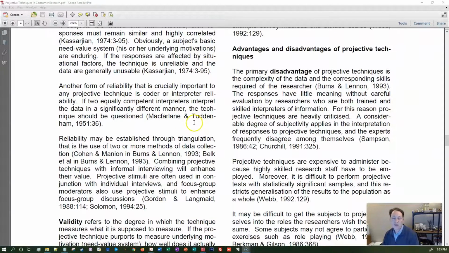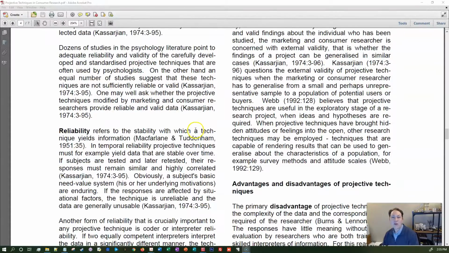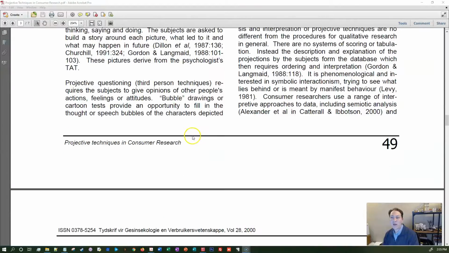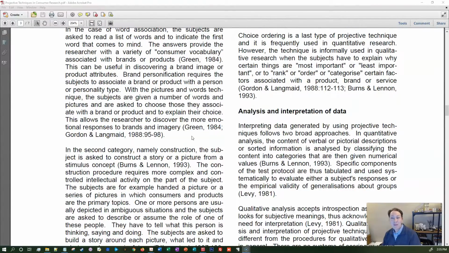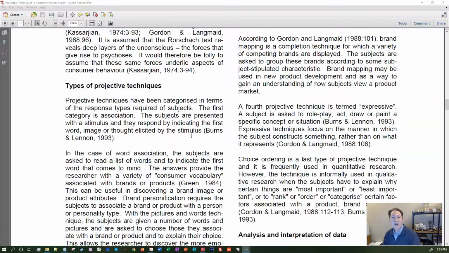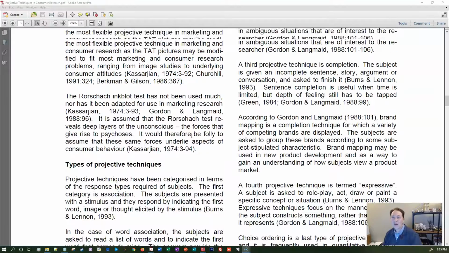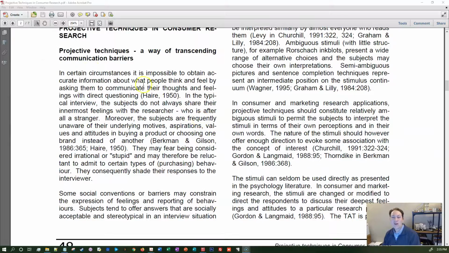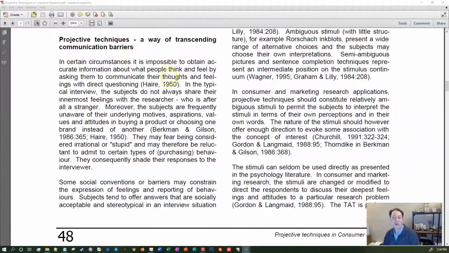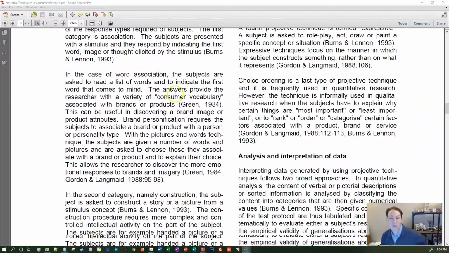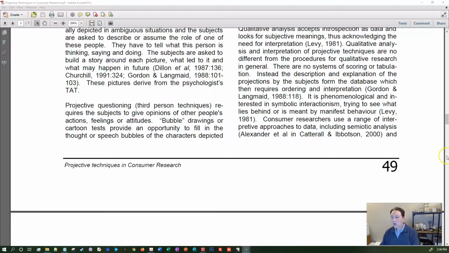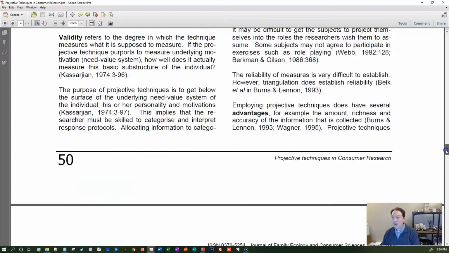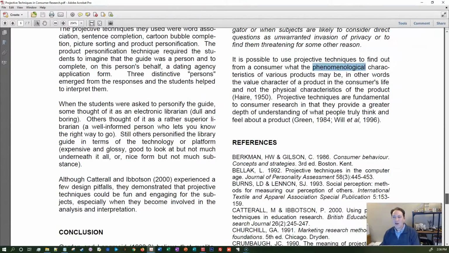What I really like about this article is that it's thorough and it covers all the bases in terms of how projectives can be used. It talks about how they can be analyzed. It talks about their limitations. It talks about everything that a researcher would need to know, broadly speaking, to use them. And it even goes into some detail about how they're able to transcend communication barriers, which is, of course, the primary reason for using them. So there's a lot packed into this article, and it's only a 7-page article. It's not as long as it looks.